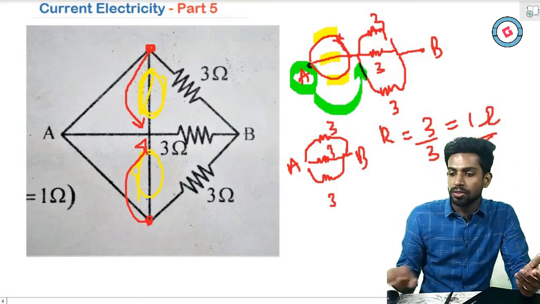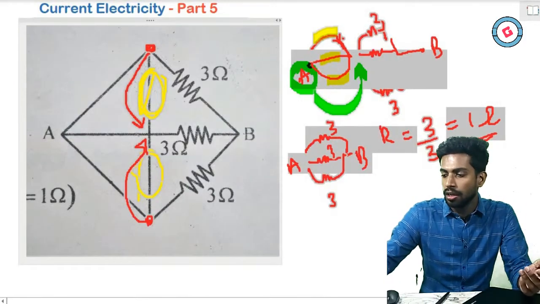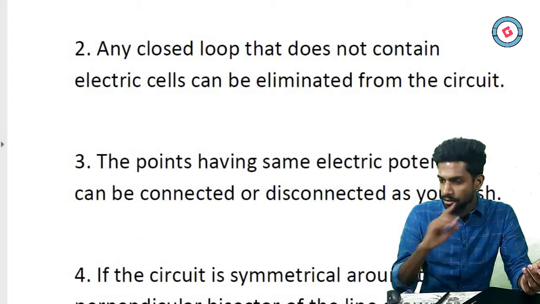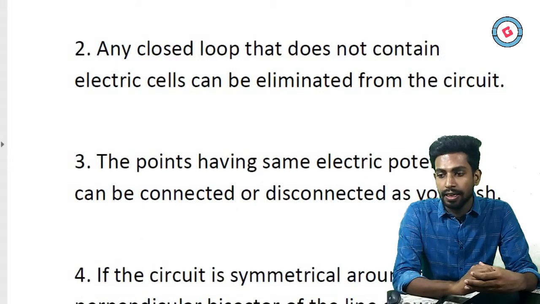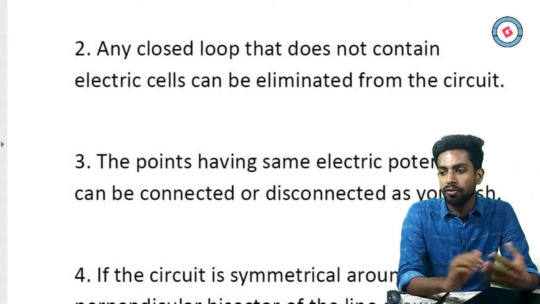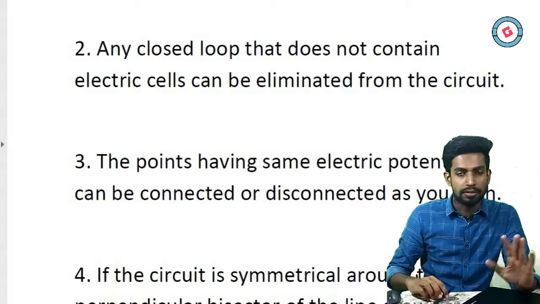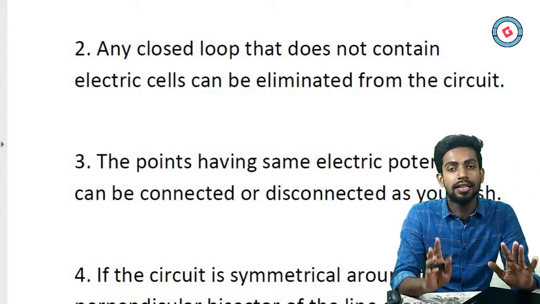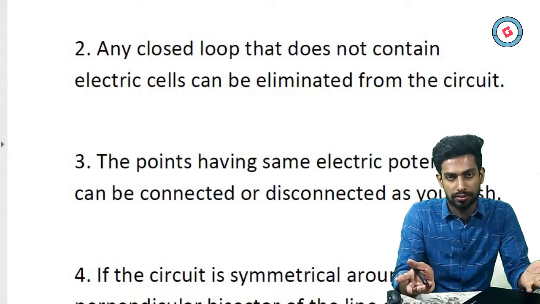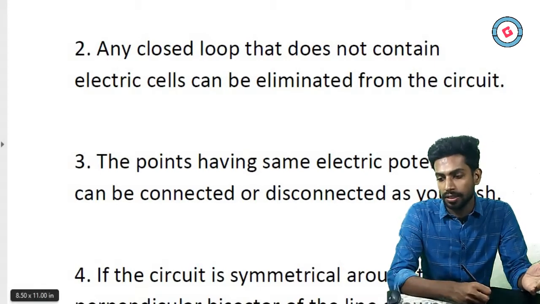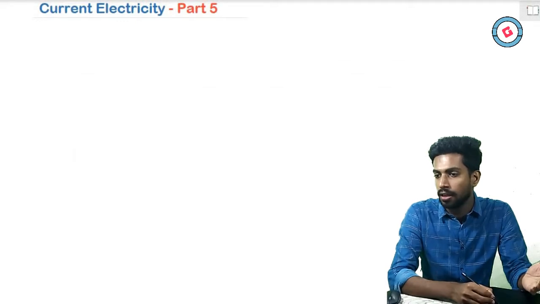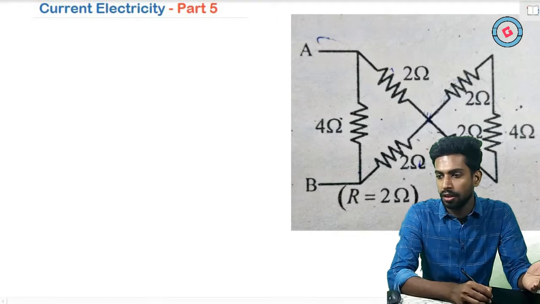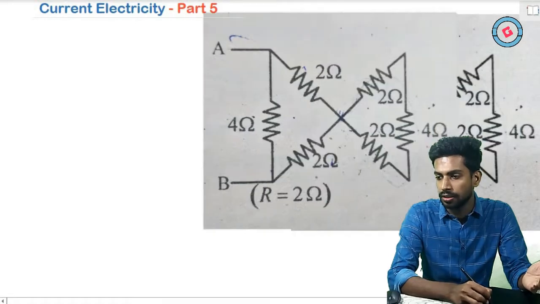So that's it. Let's go to theory number 2, which goes like this: any closed loop that does not contain electrical cells can be eliminated from the circuit. That says any closed loop that does not contain electrical cells, simply batteries, can be eliminated. So this is an example of that kind of system.